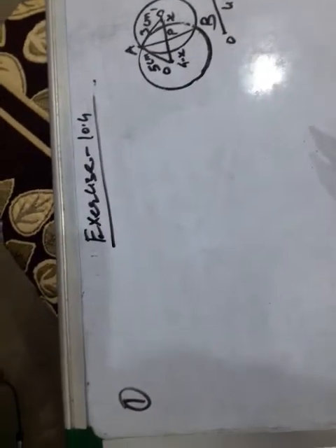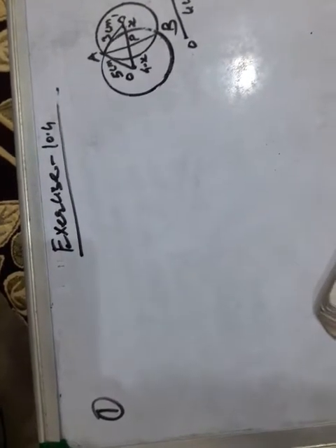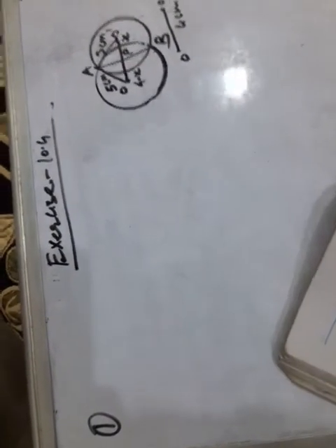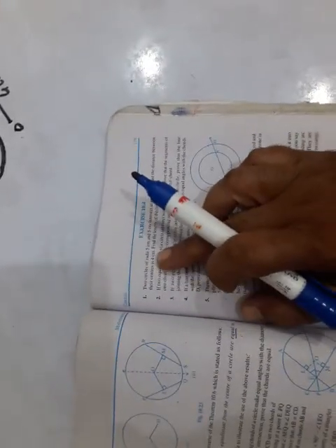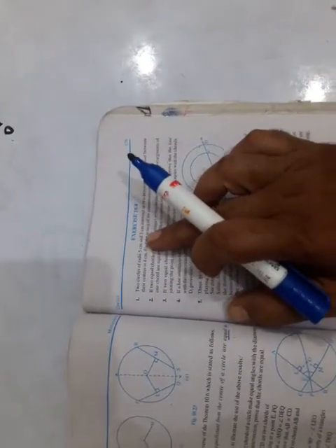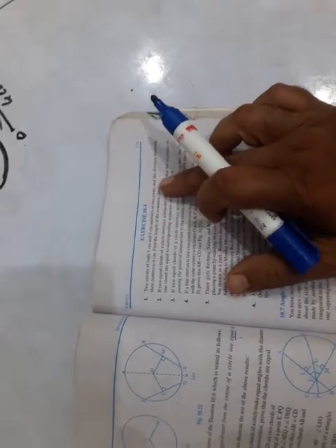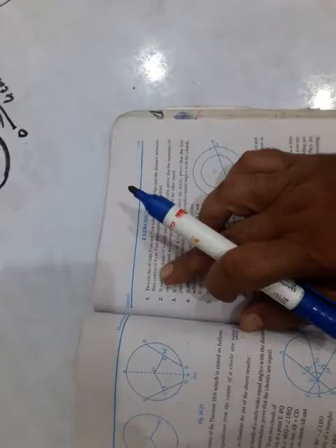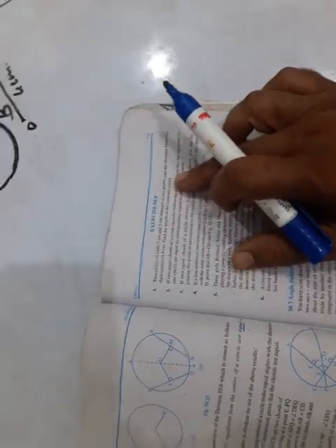Good morning, children. Let us start exercise 10.4. Here, let us see question number one. What does it state? Two circles of radii 5 centimeter and 3 centimeter intersect at 2 points, and the distance between their centers is 4 centimeter. Find the length of the common chord.